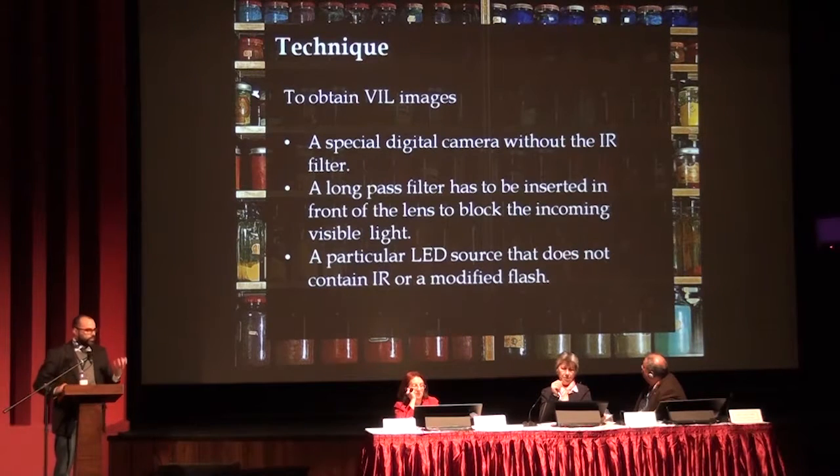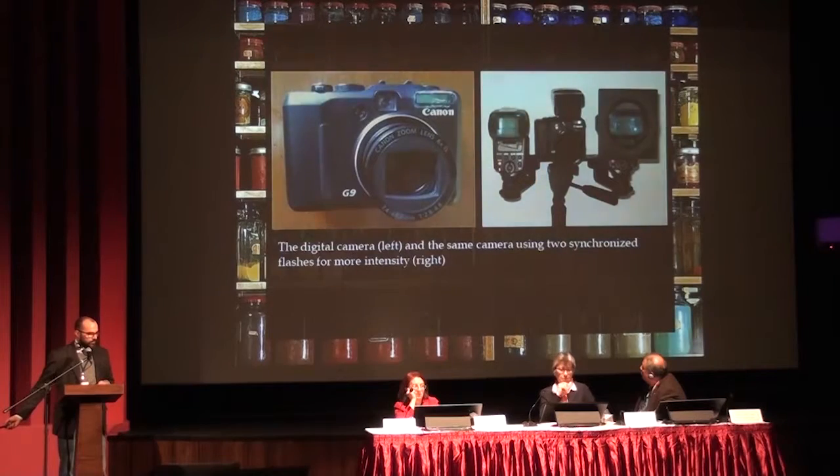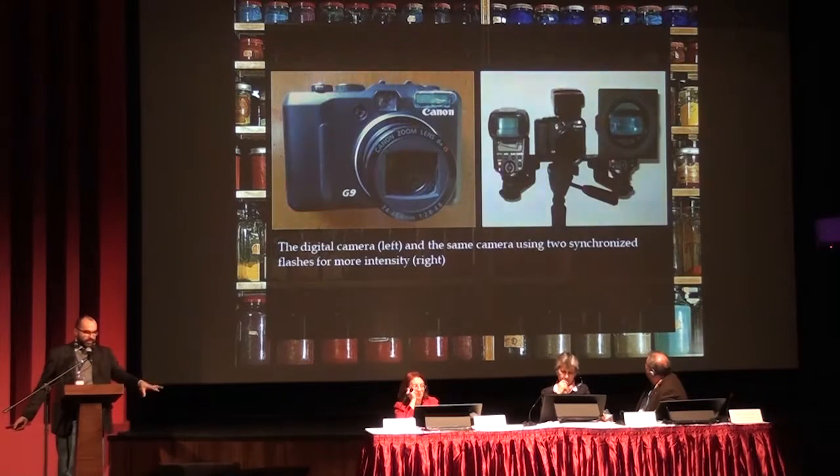To obtain a VIL image, we need some special equipment. First, we need a camera without an infrared filter. Then we need some more filters to stop the incoming light apart from infrared. And then we need an LED source or a modified flash. But it's very easy. I mean, it's a camera. We can modify this camera and the flashes, so it's cheap.